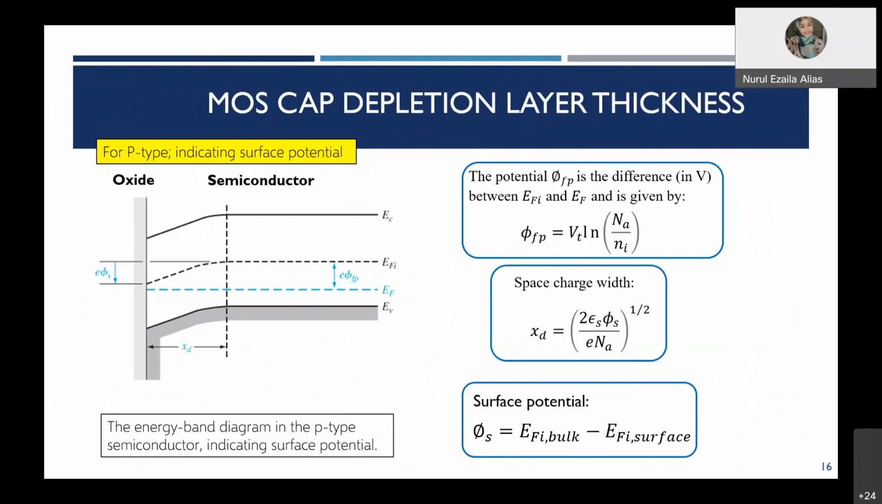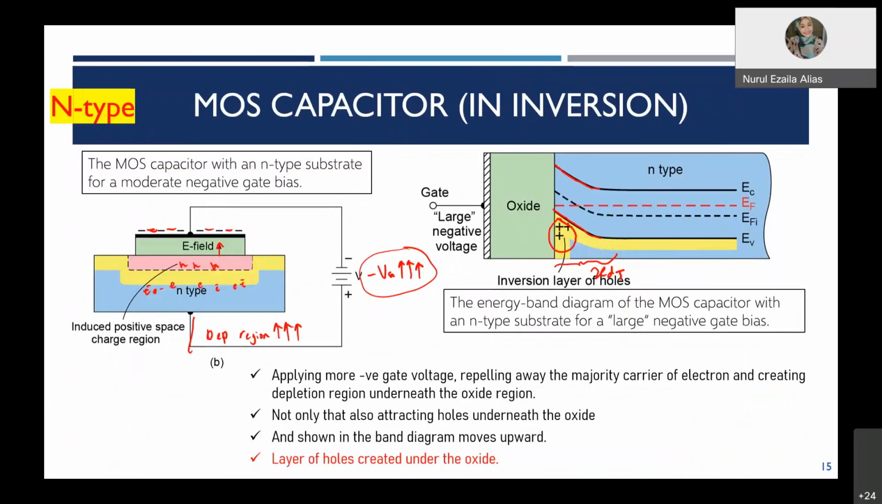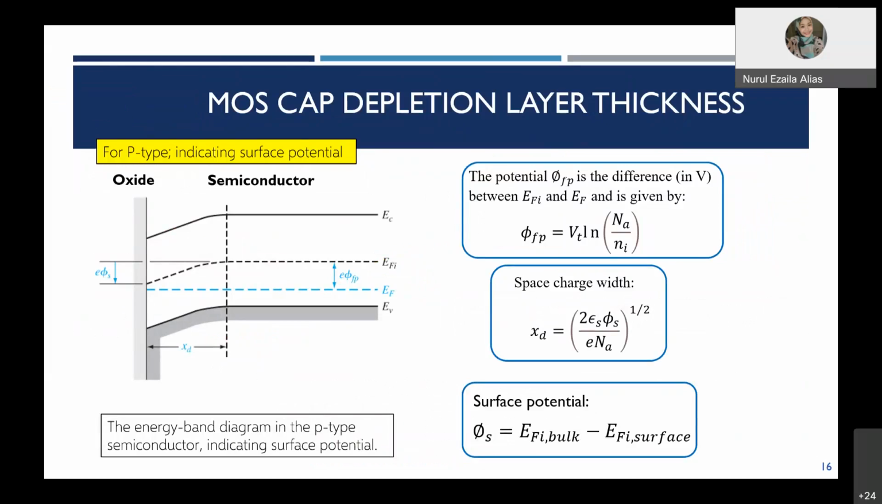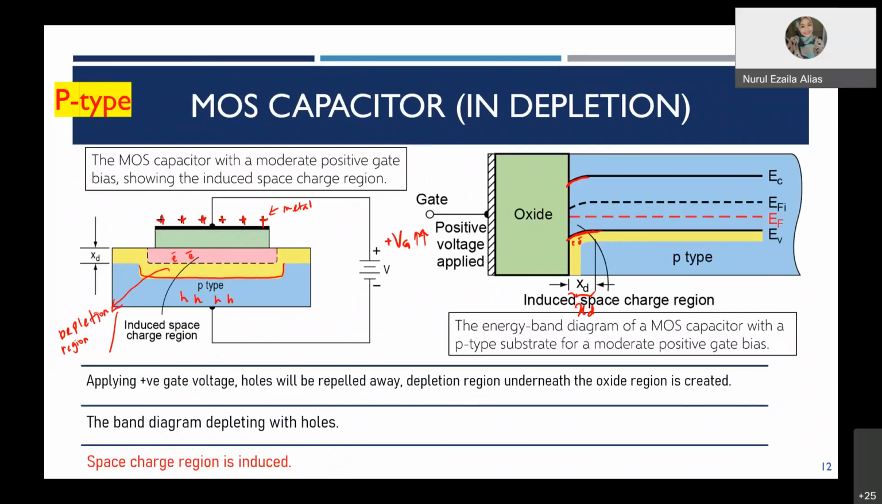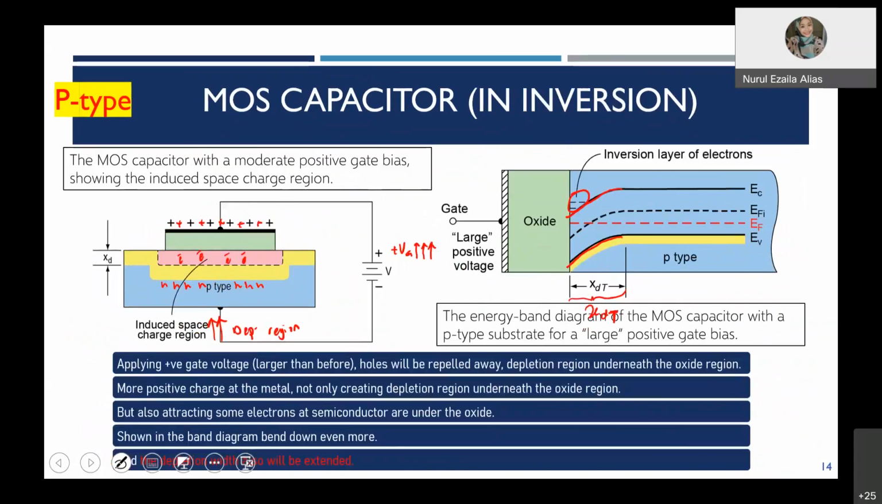All right, so let's take a look at the three types of mode of operation, and how the energy band diagram moves downwards and upwards. Now let's take a look at the parameters. Of course, you have the same parameters. For the P-type semiconductor, in depletion you apply a positive gate voltage, and the bending moves downward. In this case, there will be a parameter XD. So what is XD? It is the depletion width, or the induced space charge region.